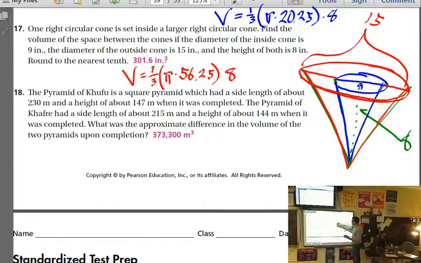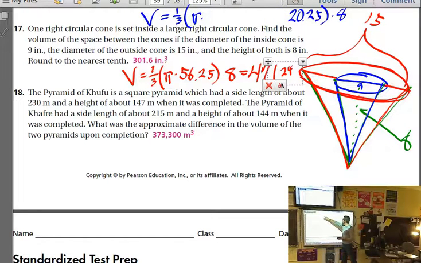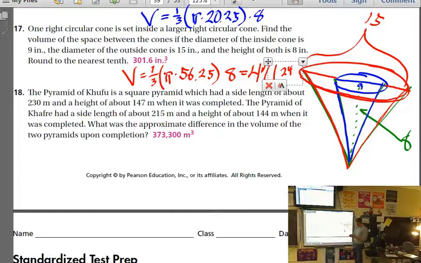Here's my red shape. I get a volume of about 471.24. Have a little bit of accuracy there. And for my blue, I get almost 170. And when I take the difference between them, it should come out to be that 301.6.